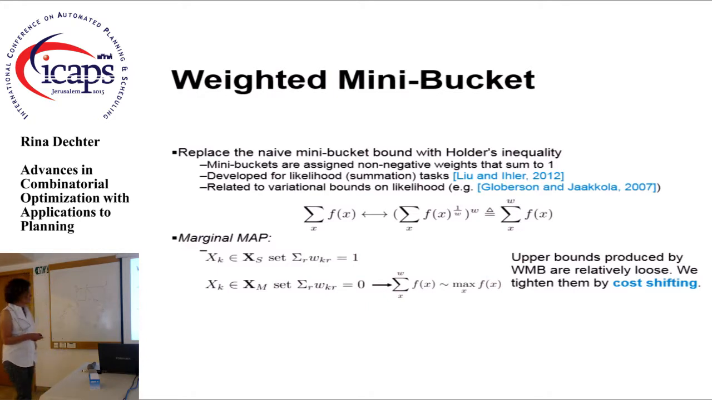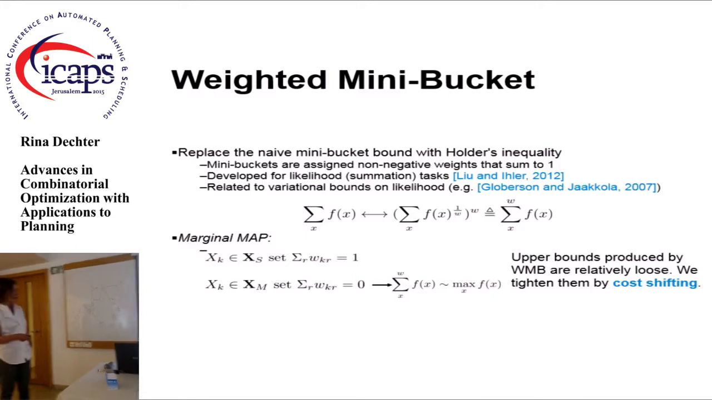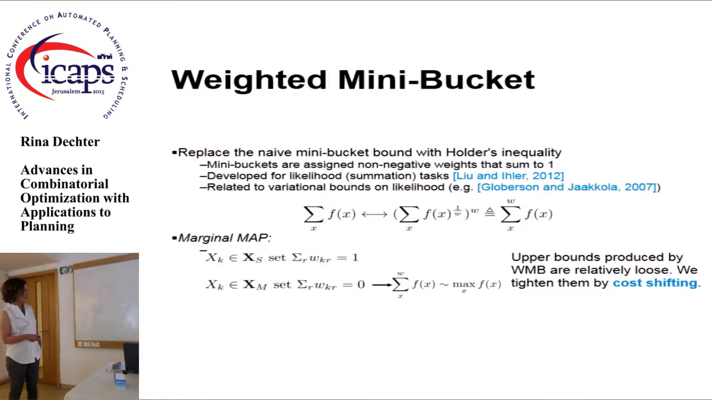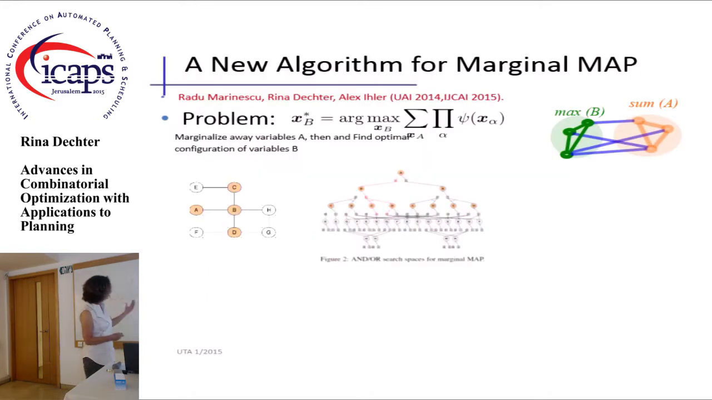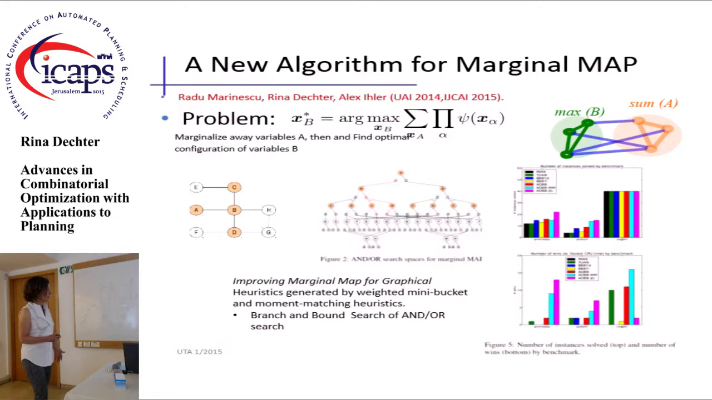I don't have time to describe it, but each mini-bucket is processed: you assign each mini-bucket a weight, the weights of the mini-buckets sum to one, and you do this operation. This is a better approximation, and we used that scheme in our approximation and got results.